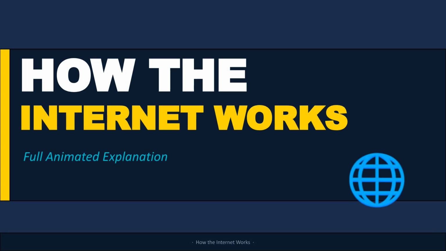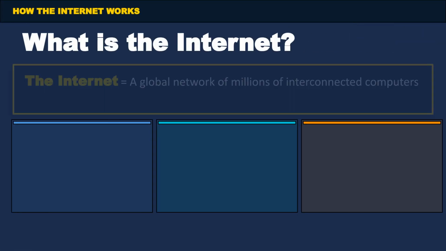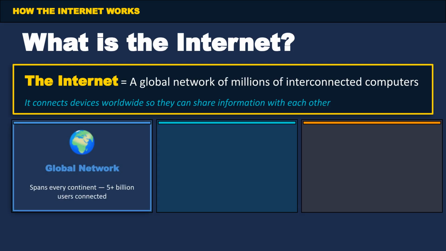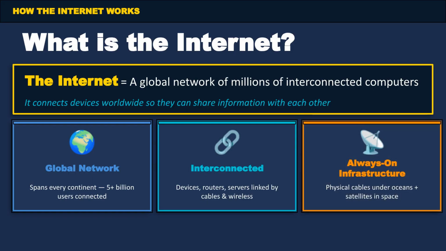Welcome to this video on how the internet works. We will break down the essential components and processes that allow us to connect and share information globally. The internet is a global network of millions of interconnected computers, connecting devices worldwide to share information. It is a global network spanning every continent and is an always-on infrastructure linked by physical cables and satellites.